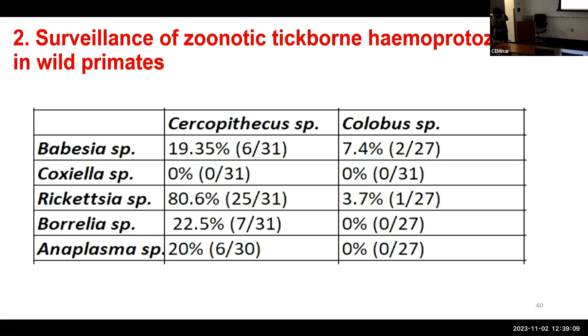Then one of the ongoing projects that we currently have is surveillance of zoonotic tick-borne diseases. These are transmitted via ticks, and these are some of them: Babesia, Rickettsia, Borrelia, and Anaplasma. Again, these are able to get to humans as well, but nobody pays a lot of attention to these particular parasites.